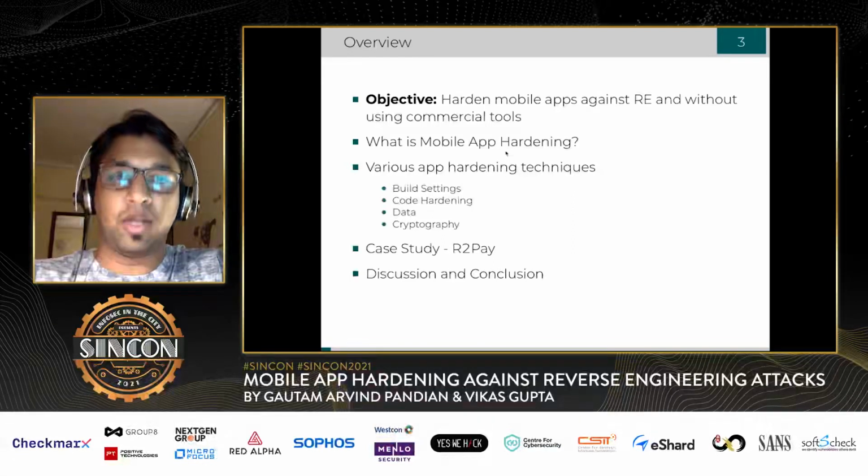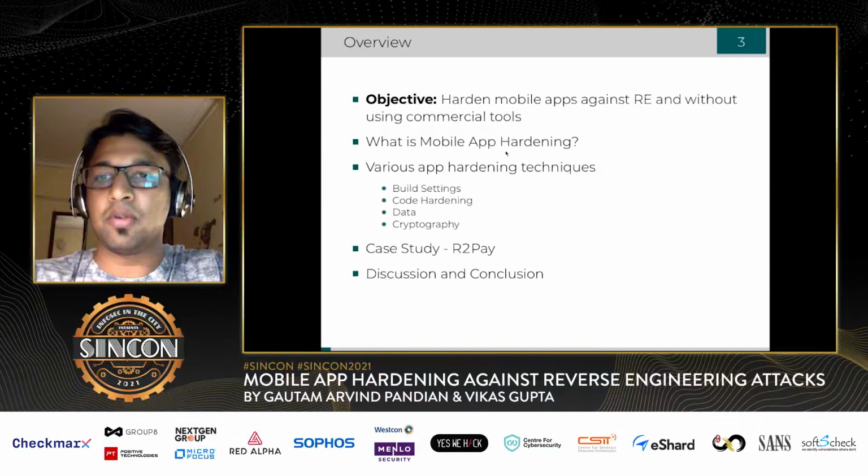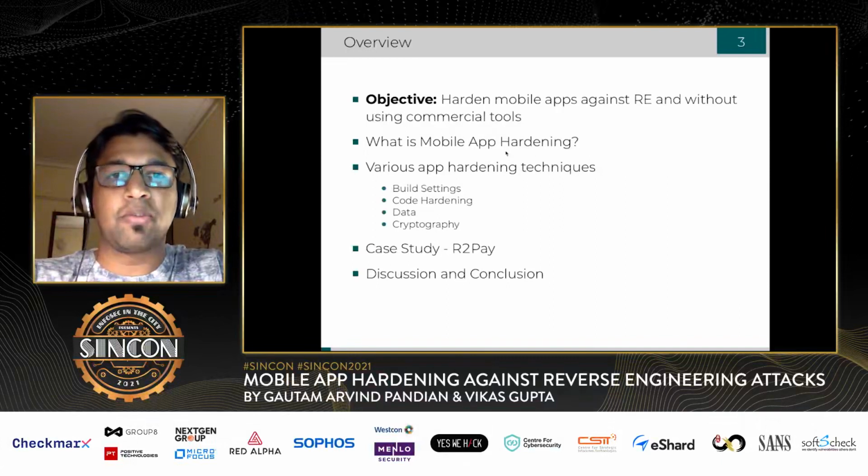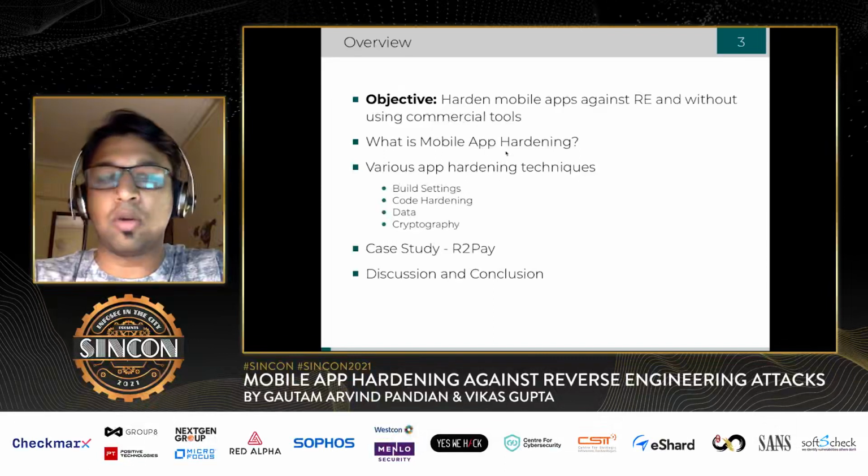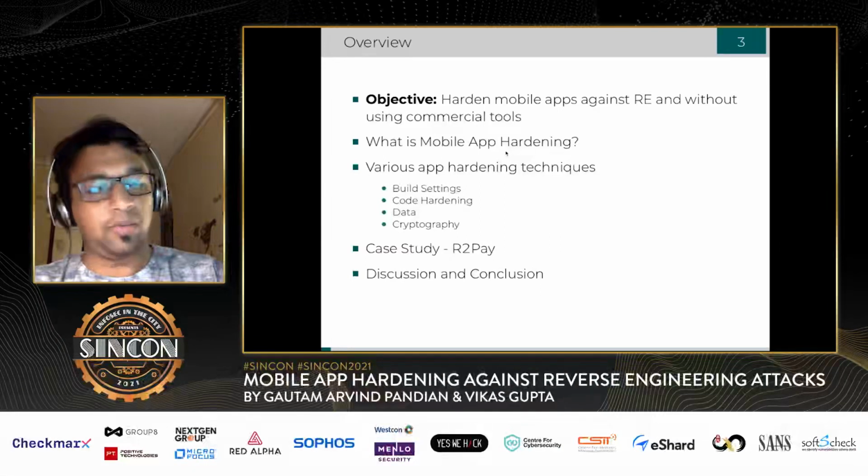We'll talk about what mobile app hardening is, just to be clear and to avoid any confusion, because hardening as a term is used in multiple ways. We'll talk about various hardening techniques ranging from build settings, code hardening, data, cryptography. Then we'll have a quick case study on R2Pay, which was the CTF challenge in R2Con 2020. And then we'll have a discussion and we'll conclude our presentation.